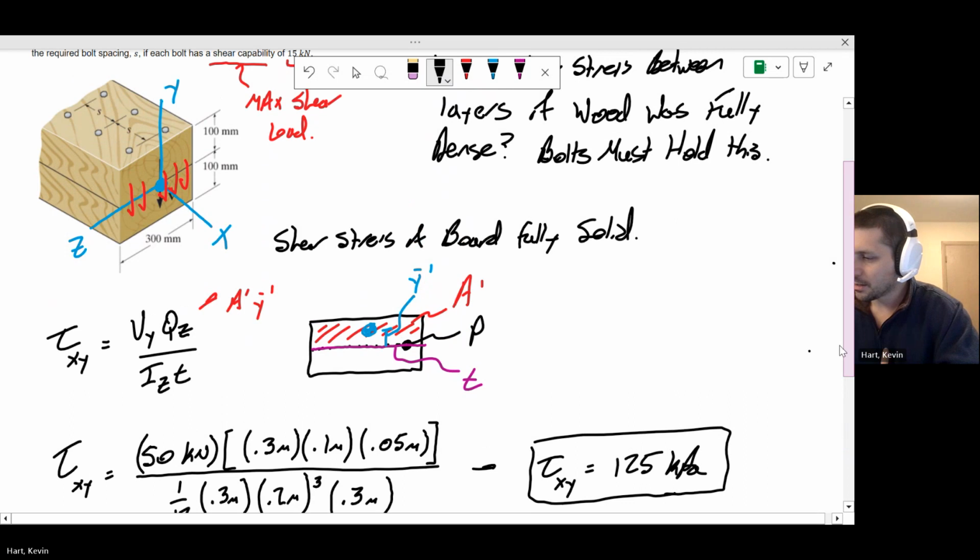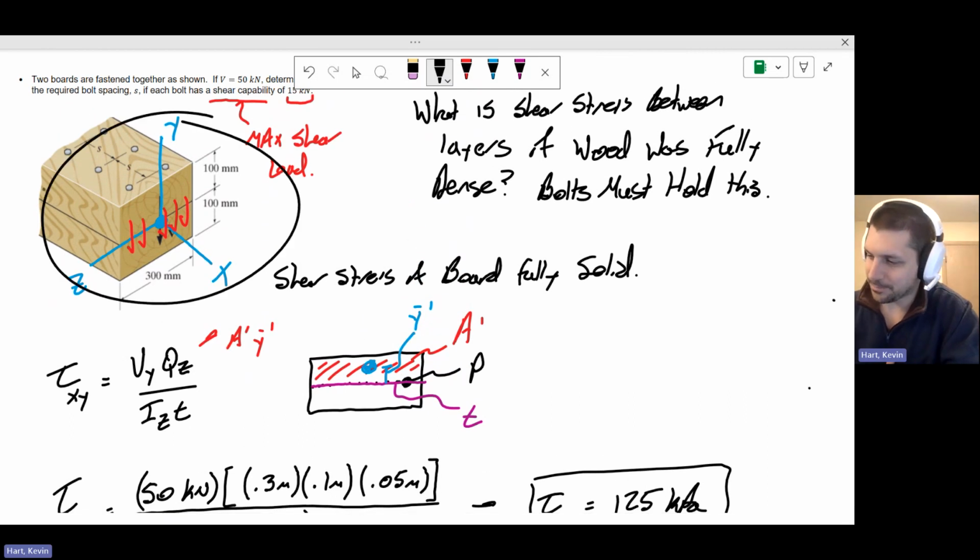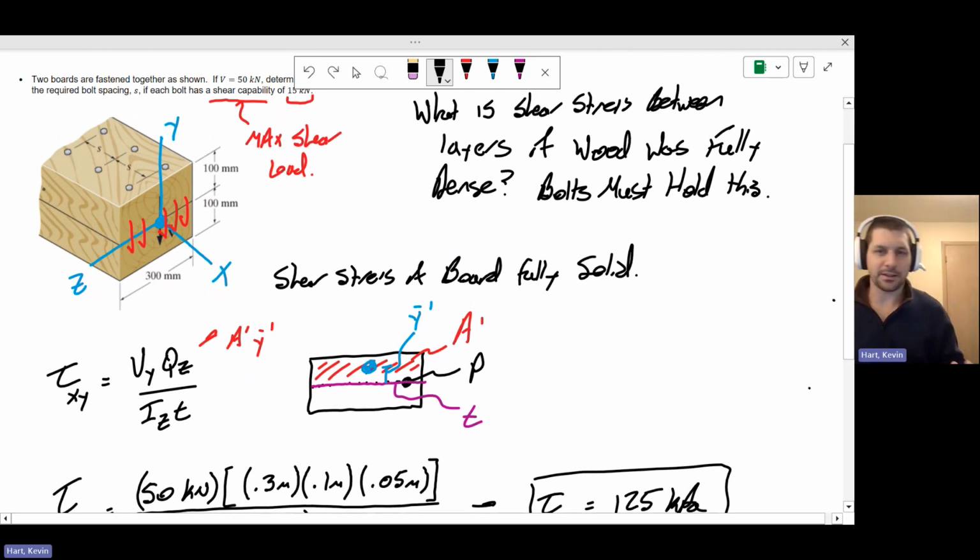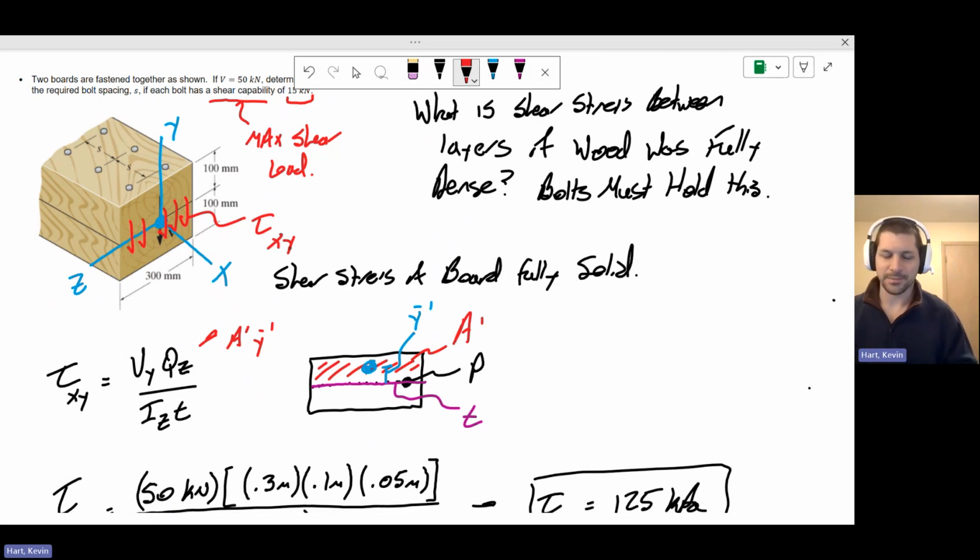So back to my picture over here. Tau xy, that's easy to understand. So shear stress on the x face in the y direction. And so that's this here. On the x face in the y direction. Okay, no problem. Fine. But what is tau yx? Tau yx is the shear stress that acts between the two boards. It's the amount of stuff trying to slide these two boards apart.